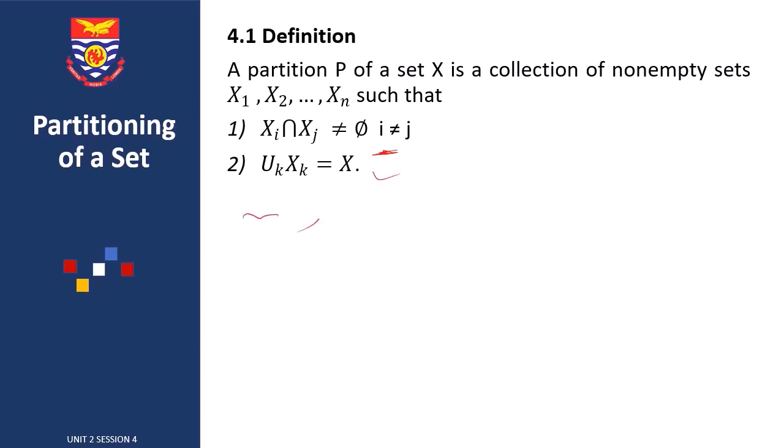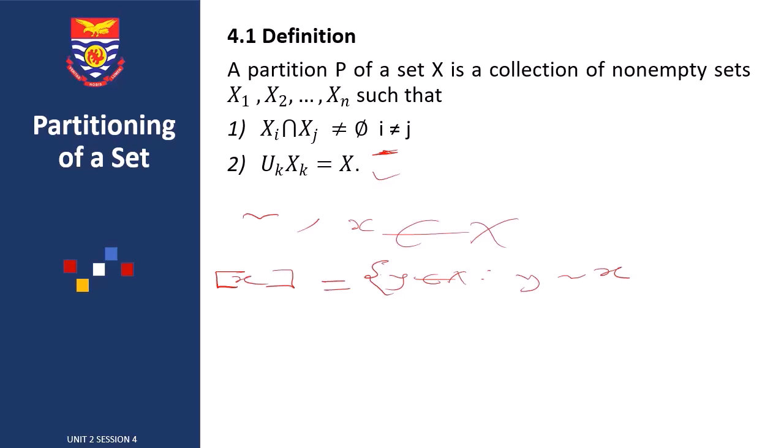Let tilde be an equivalence relation on a set X, and also let small x be a member of the big X. Then what can we say? Then you can say that the equivalence class of x is equal to the set of y, a member of X, such that y relates to x, and this is called the equivalence class of x.